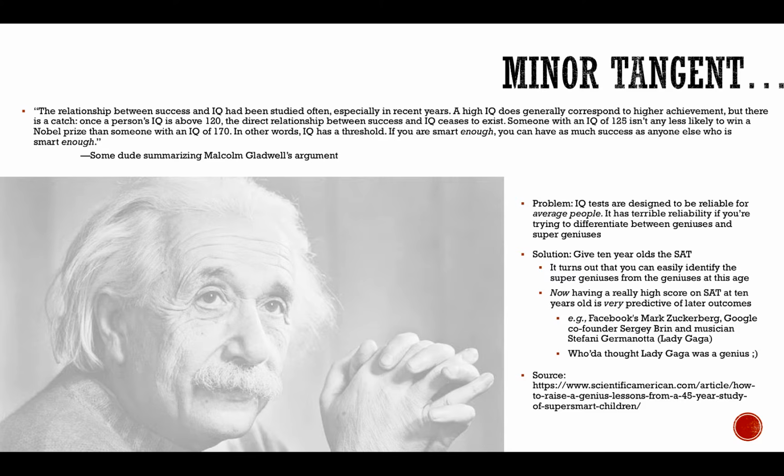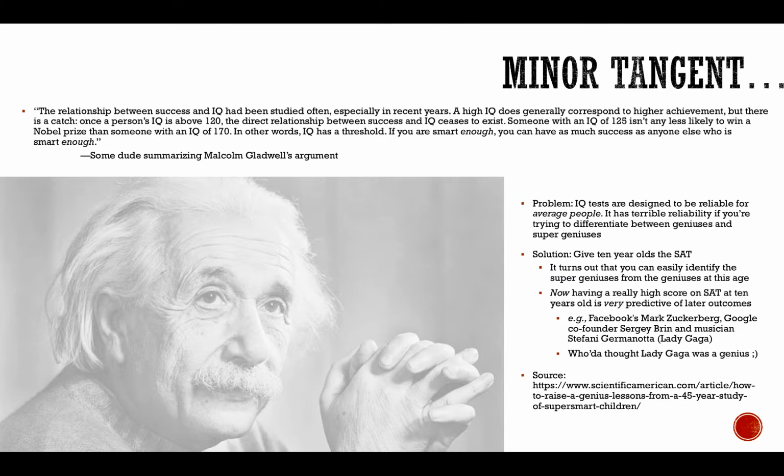That's Malcolm Gladwell's argument in Blink, and it turns out it is not true. Now that you have a little background in psychometrics, you can understand why. Here's the problem: IQ tests are designed to be reliable for average people, so they can discriminate among those who are average. They can identify those who are smart from those who are average, and those who are not so smart from those who are average. But they have a terrible time differentiating between geniuses and super geniuses.